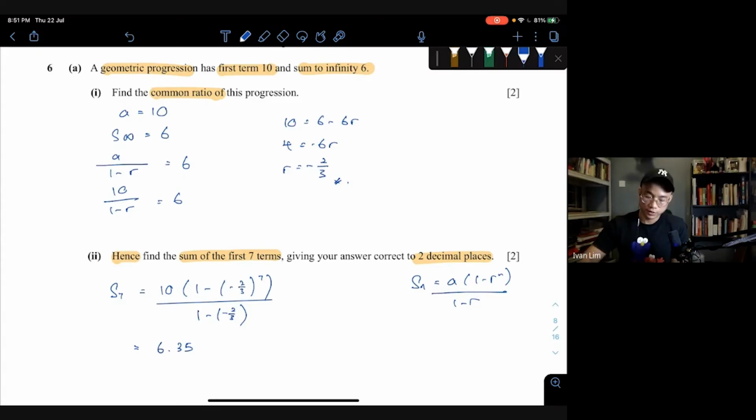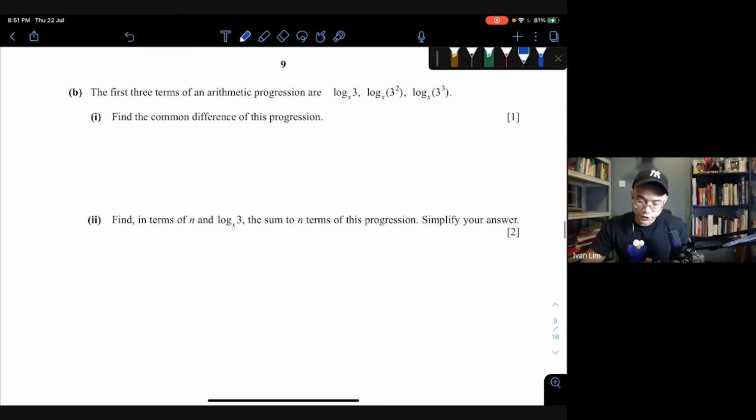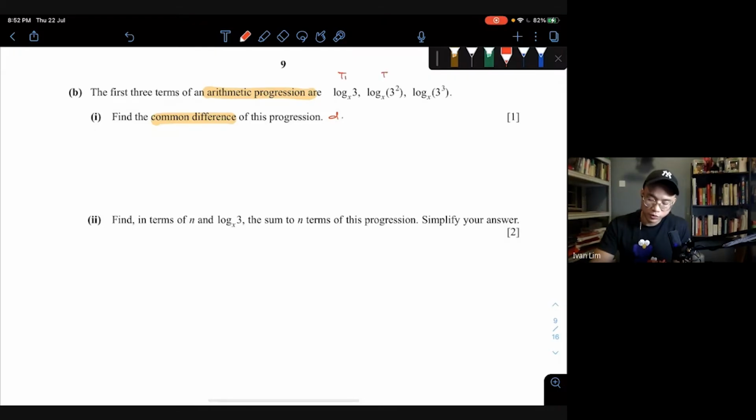All right. Let's move on to the next one. The first 3 terms of an arithmetic progression. So for arithmetic, we only look at the arithmetic formula. The terms are log x^3, log x^3 squared, log x^3 cubed. Find the common difference. So they want us to find the D value. We have term 1, term 2, term 3.